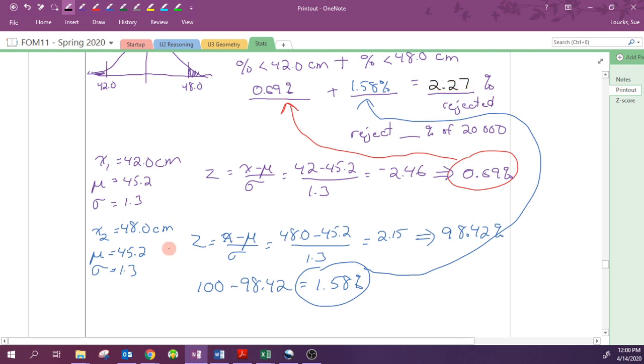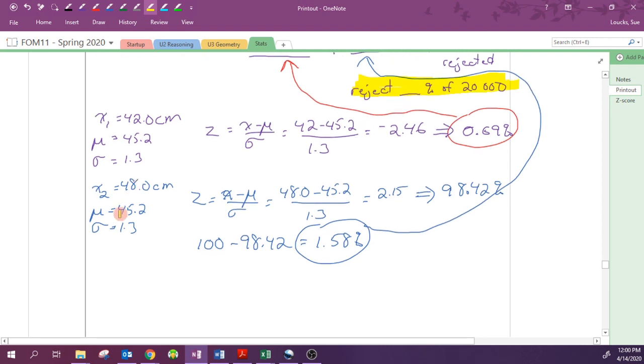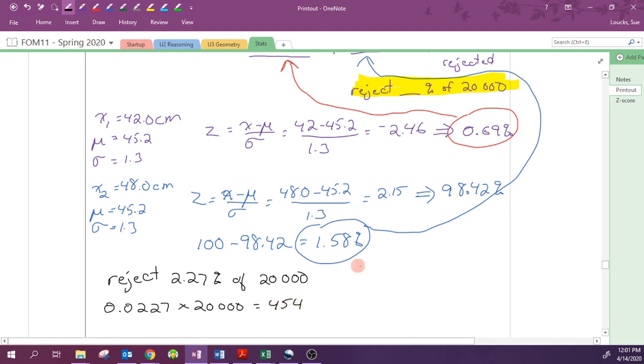Okay. And I didn't really leave much room up here with my yellow highlighting. I didn't think that through all the way, but it did have it there to remind me. So I'm going to come down to the bottom, and I can now do that. I need to reject 2.27% of 20,000 bungee cords. So the easiest way to do that is change my percent to a decimal, 0.0227 times 20,000, which equals 454.